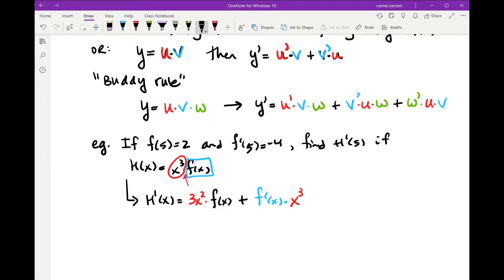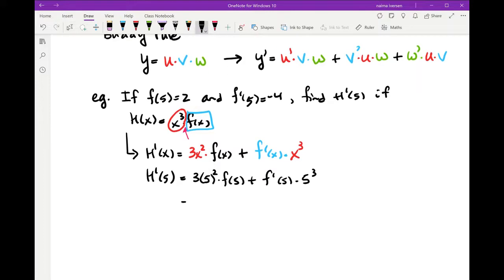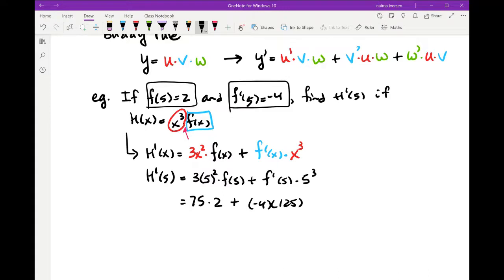Now, if I wanted to find h prime of 5, there's my function notation popping in. Wherever I see an x, I'm going to put in a 5, and I'm going to get 3 times 5 squared times f of 5 plus f prime of 5 times 5 cubed. And so I'm going to get 3 times 25, which is 75, times f of 5, which is given to us, which is 2. And then f prime of 5, which is negative 4, times 5 cubed, which is 125.